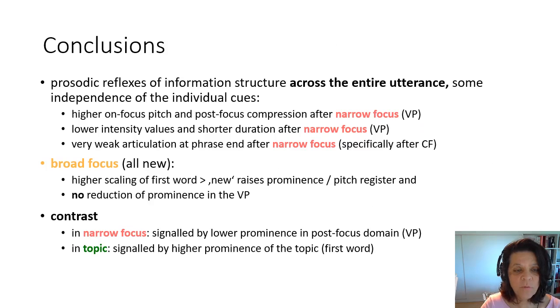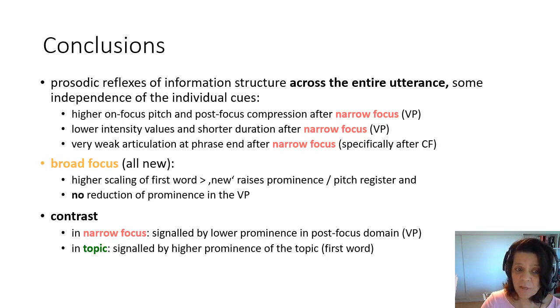To conclude, we did find prosodic reflexes of information structure across the entire utterance, and we also found some independence of individual cues. For example, we found higher pitch on focus accompanied by post-focus compression after narrow focus. The same is true for intensity and duration. We found lower intensity and duration values in the VP after narrow focus. We found very weak articulation at phrase end after narrow focus and specifically after a contrastive narrow focus.